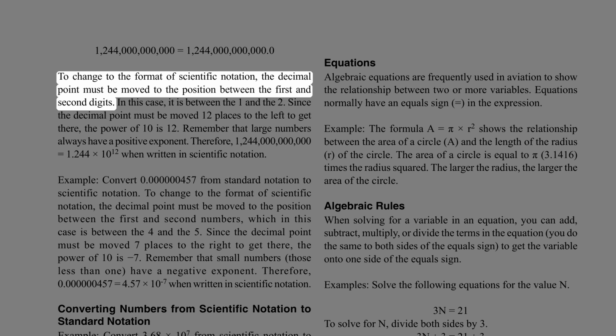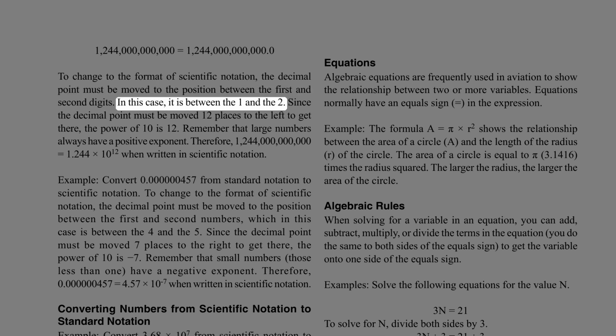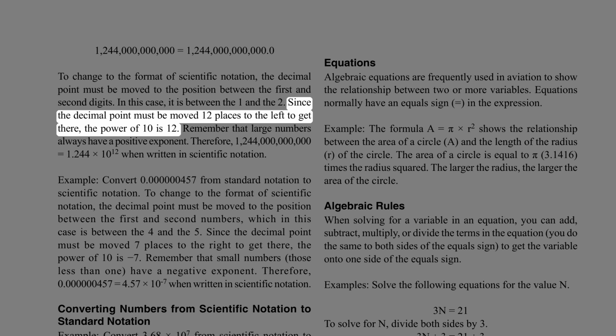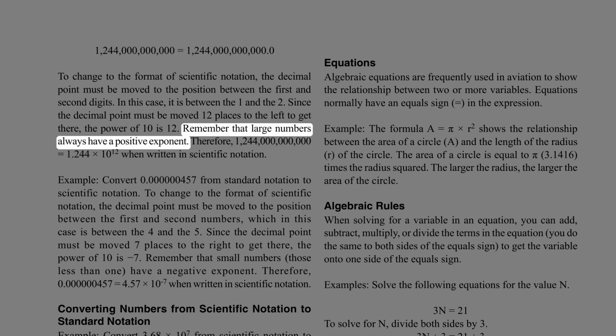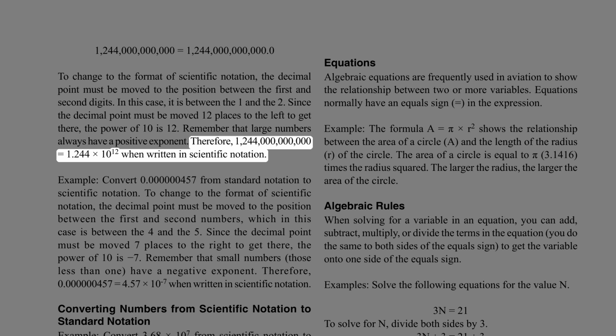To change to the format of scientific notation, the decimal point must be moved to the position between the first and second digits. In this case, it is between the 1 and the 2. Since the decimal point must be moved 12 places to the left to get there, the power of 10 is 12. Remember that large numbers always have a positive exponent. Therefore, 1,244,000,000,000 equals 1.244 times 10^12 when written in scientific notation.